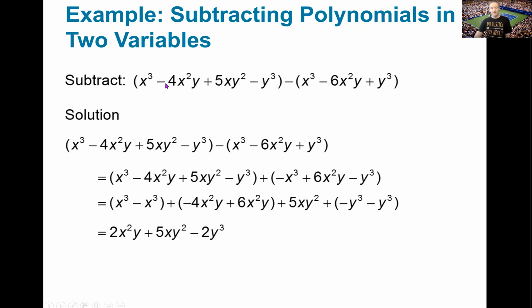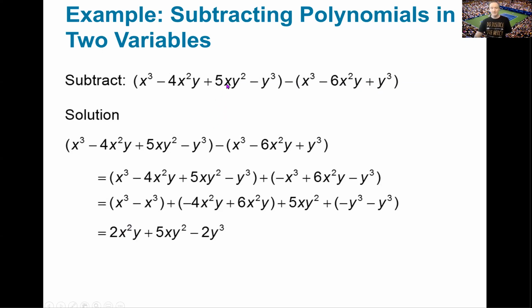Then I would have said I have a negative 4x to the second y. Do I have an x to the second y in the second one? Absolutely. Negative 4x to the second y minus a negative 6x to the second y. That's going to be plus 6. Negative 4 plus 6 is going to give me 2. I'll have 2x to the second y. Keep in mind, the exponents do not change power when you're just adding and subtracting. The only thing you do is combine coefficients.